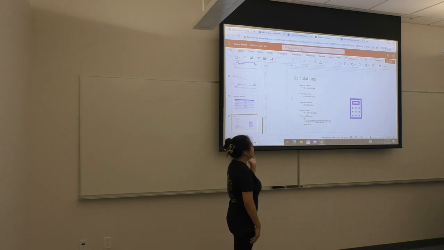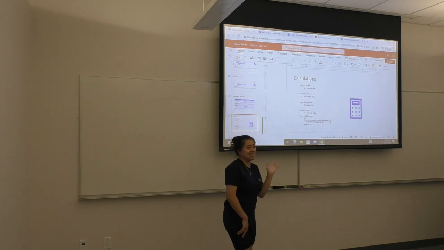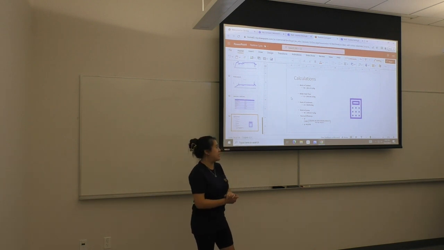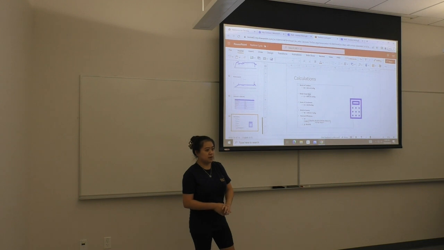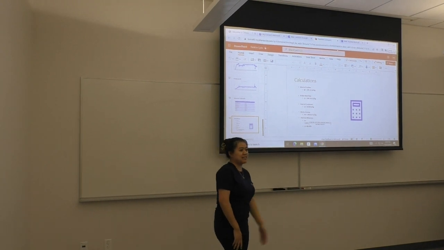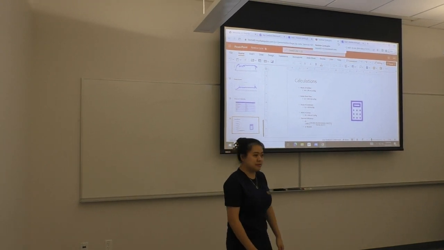But as you can see, my efficiency was 48%. I know that's not correct, but I think I probably interpolated some of my data wrong, so my calculations might not have been the best. Is that it? Yeah.